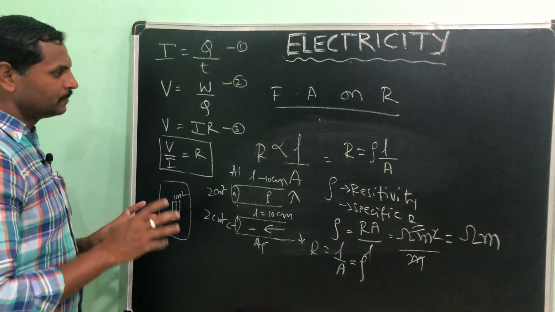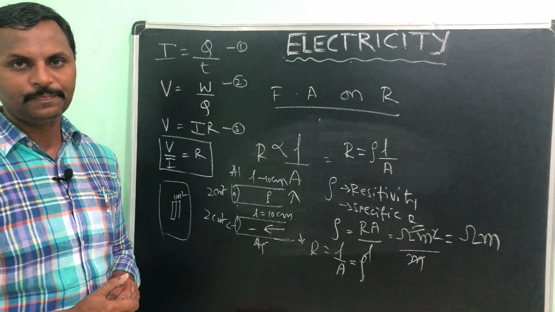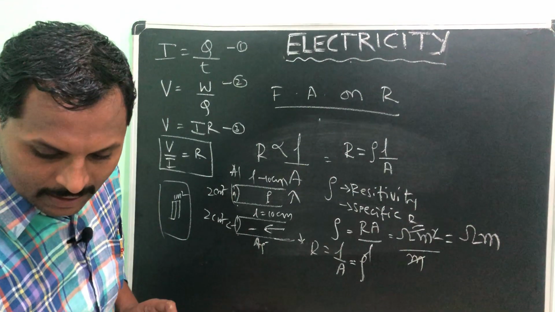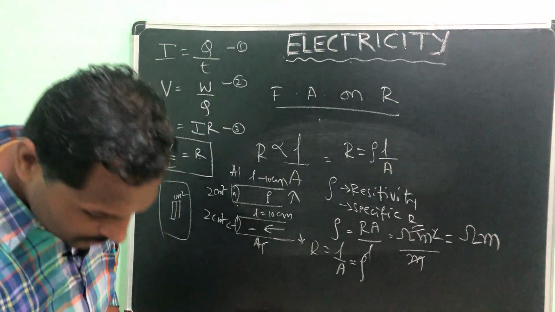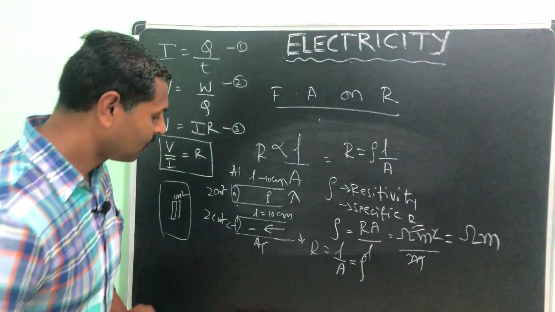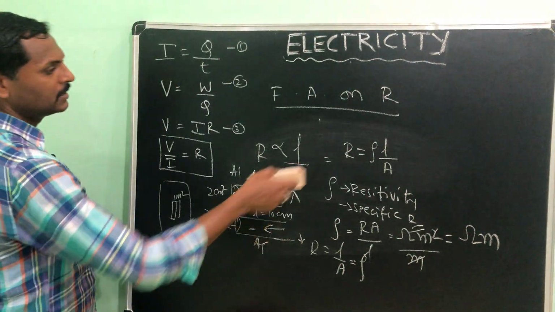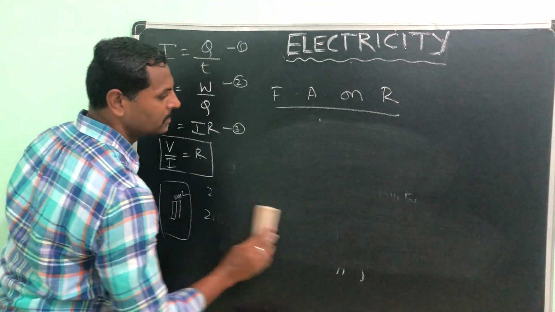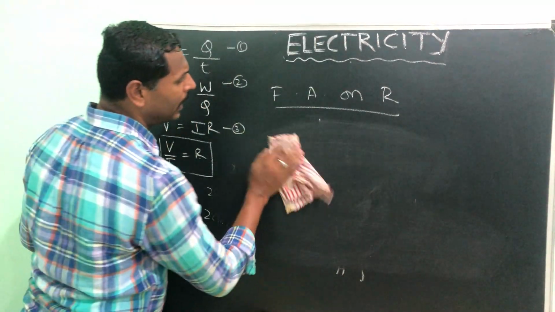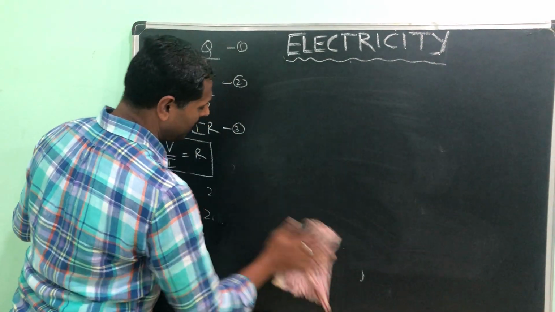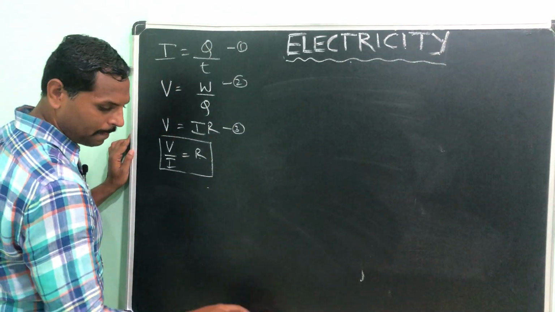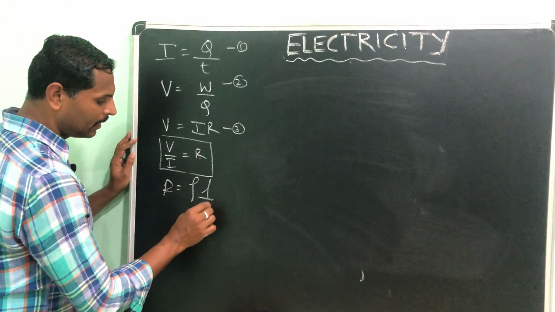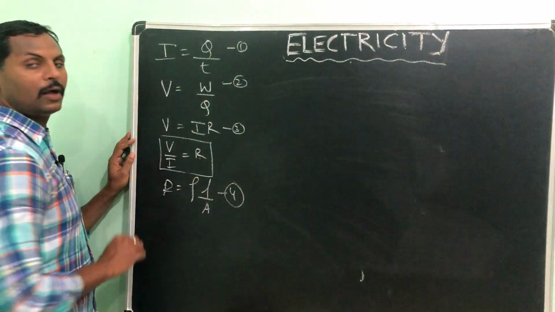Then we will move on to the connections of resistances. As we just saw, resistances will be like this. We will see how we have to connect. So this is the fourth formula, please take it down. R is equal to rho L by A. This is our fourth formula.